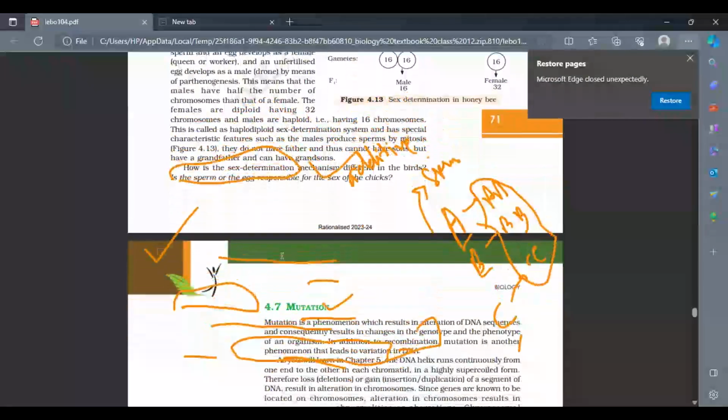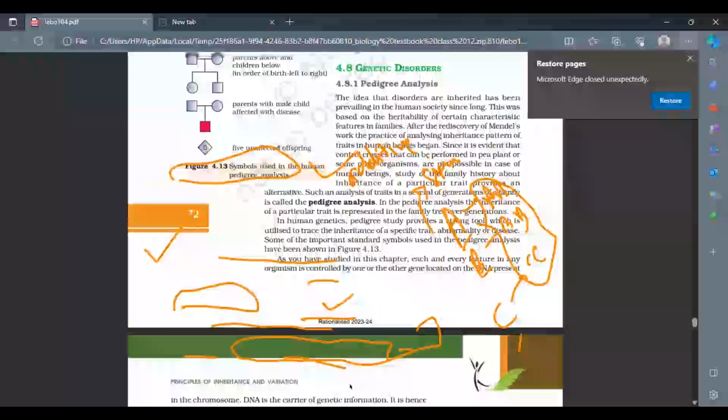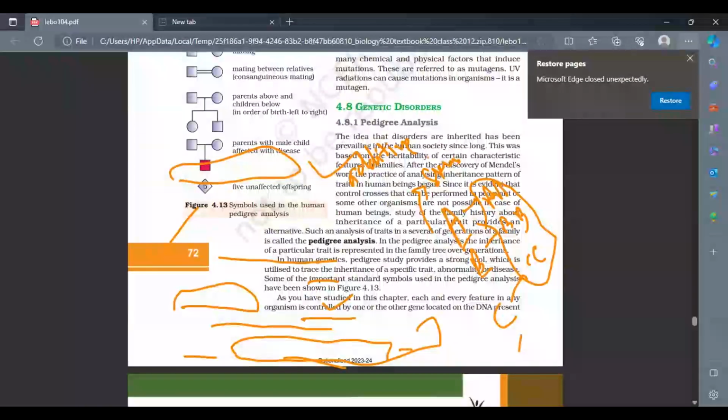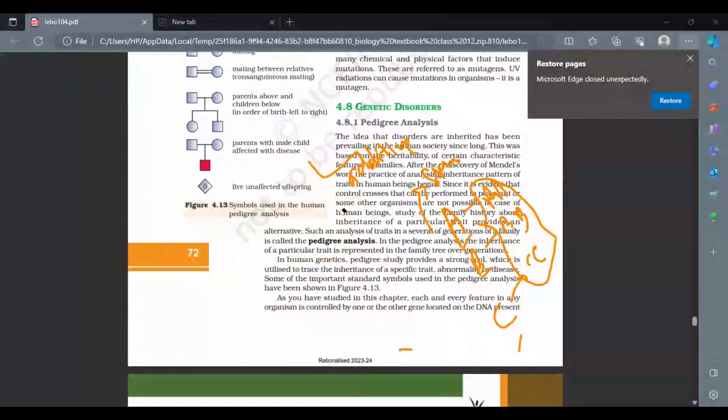Now, before I go to the next thing, I would like to talk about pedigree analysis and a few kinds of genetic disorders. Again, such types of questions are asked in the 3 markers. So we have the pedigree analysis.